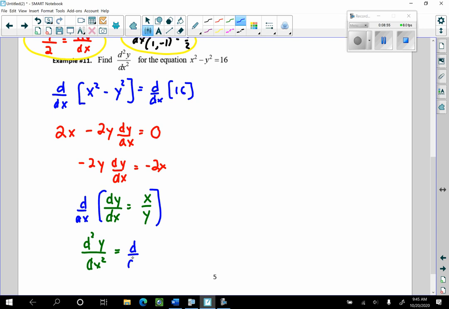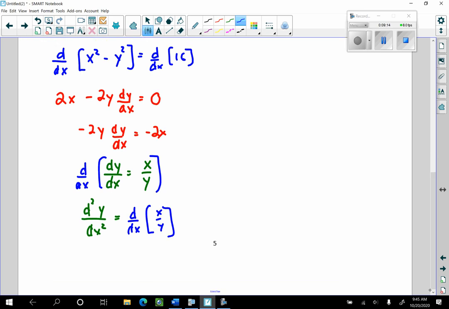I have to recognize that that is a quotient. Therefore, I have to use the product rule. Correct? Heavens no, I'm going to have to use the quotient rule, Jace. So I'm going to let f equal x, and I'm going to let g equal y. And f prime is 1, and g prime is dy/dx.